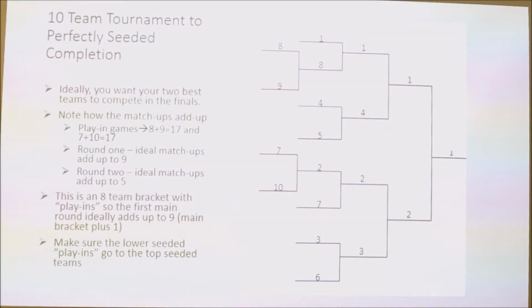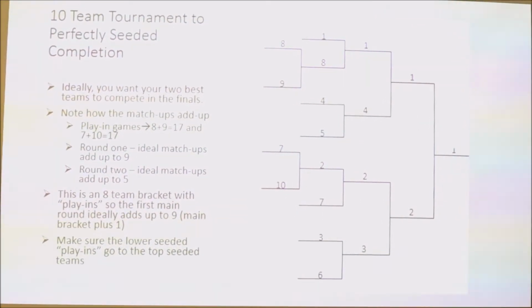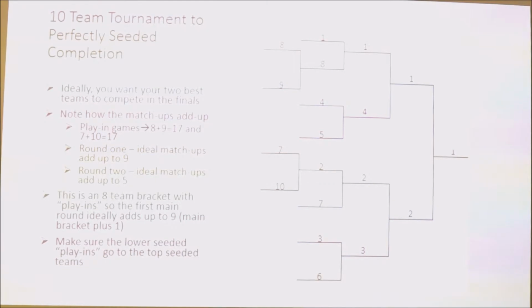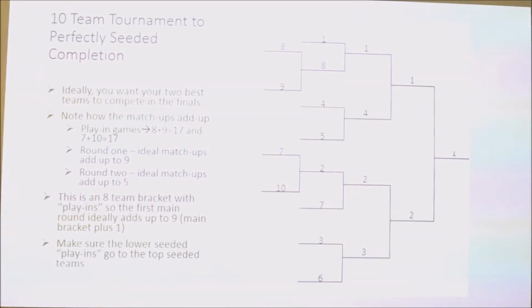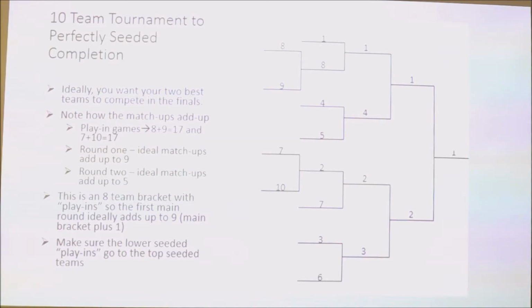So if you want a 10-team tournament to be perfectly seeded to a champion, then you're going to have to set it up like this. Ultimately, if you'll start with the second row, you want 1 and 8 to play each other, 4 and 5, 2 and 7, 3 and 6. Now, if I had an audience, I would ask them, what do those numbers all equal up to? 9. 1 more than the 8-team tournament.